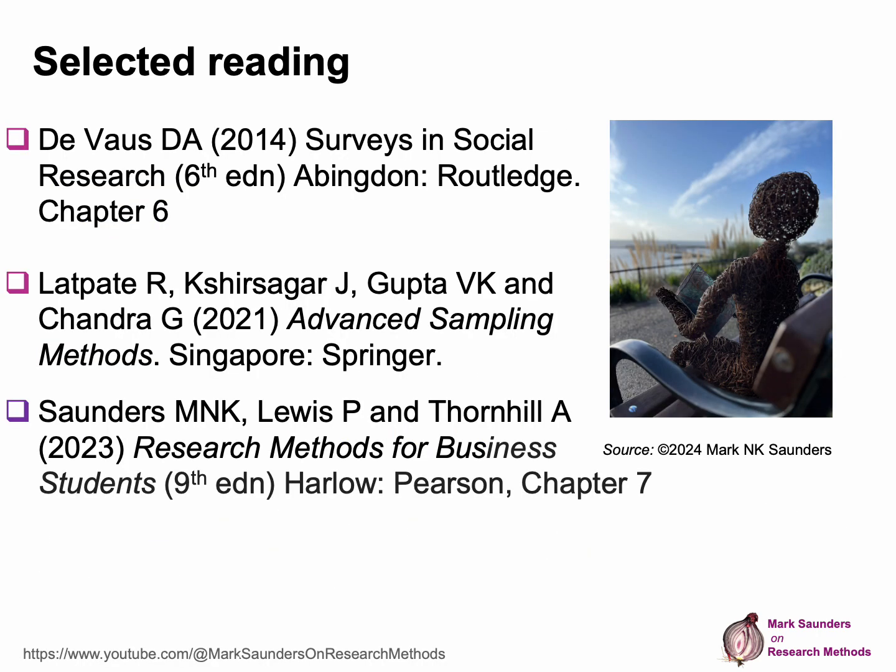I'd like to finish with looking at some selected reading. De Vaus's book Surveys in Social Research has a really useful chapter on sample selection and in particular probability sampling, and that's chapter 6. Lohr and colleagues' advanced sampling methods goes into more detail of various aspects of probability sampling. And the final reference is to my own book with Phil and Adrian, Research Methods for Business Students, and chapter 7 has a section on probability sampling as well as also dealing with non-probability sampling.